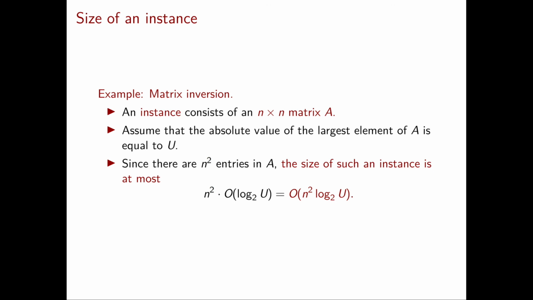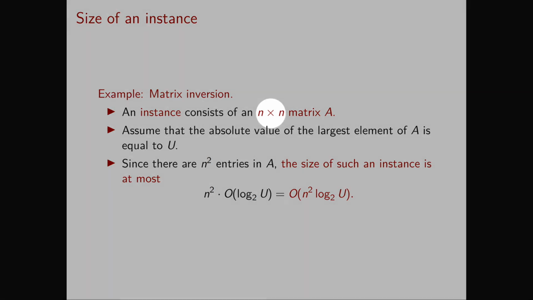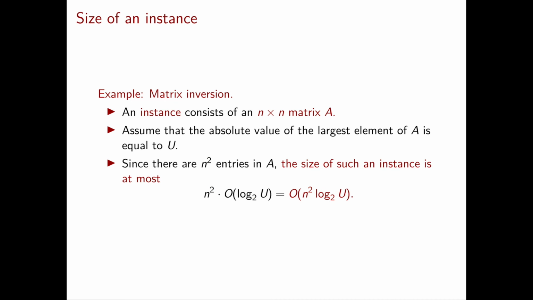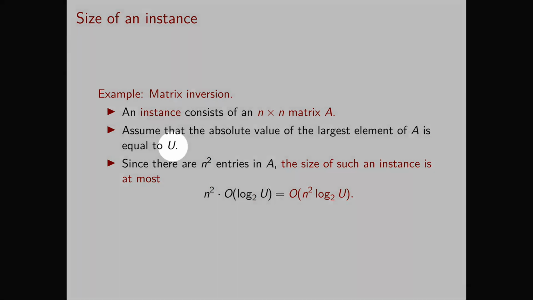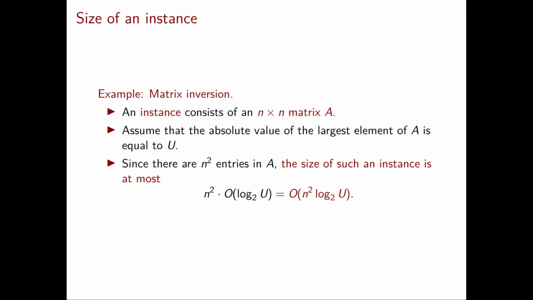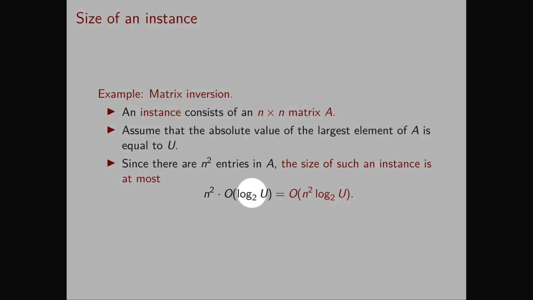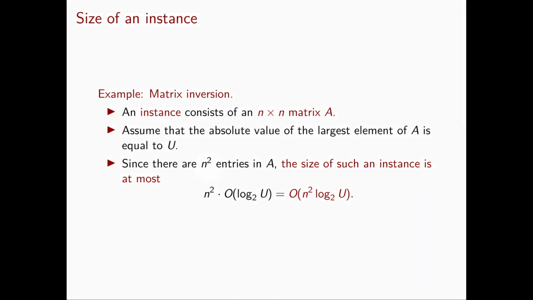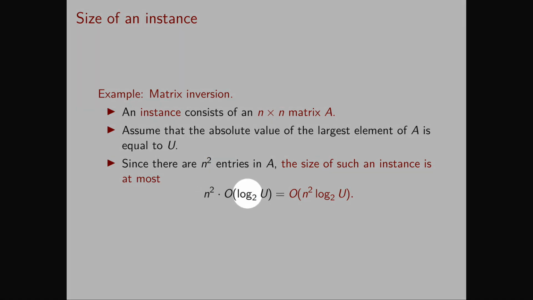Let's see an example. What is the size of an instance of matrix inversion? An instance of the matrix inversion problem is an n by n matrix capital A. Let's assume that the absolute value of all the entries in A is upper bounded by some number capital U. We have just seen that the size of each entry of A is big O of the logarithm of U. However, now we have n squared entries in our matrix A. Therefore, the size of our instance will be n squared times big O of log U, and this is big O of n squared log U.